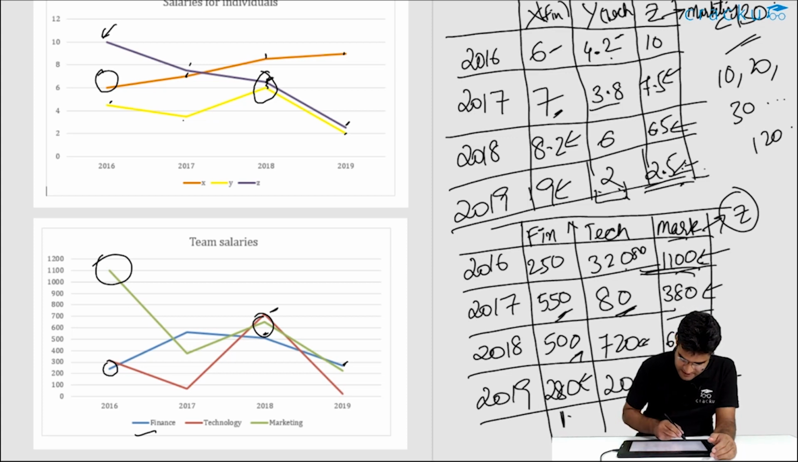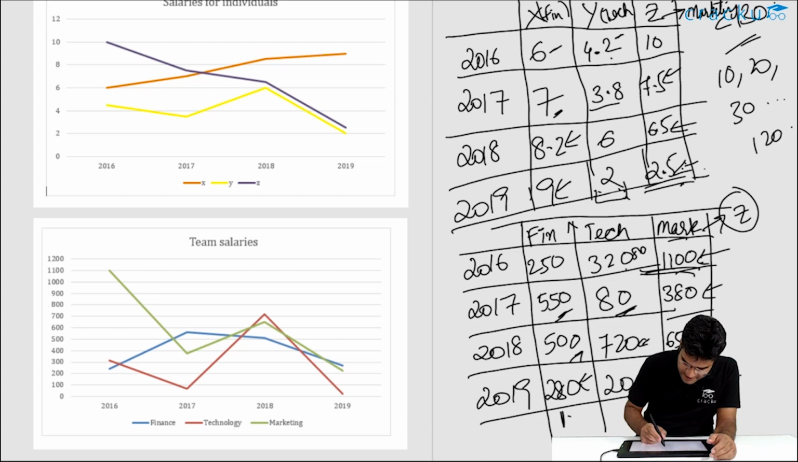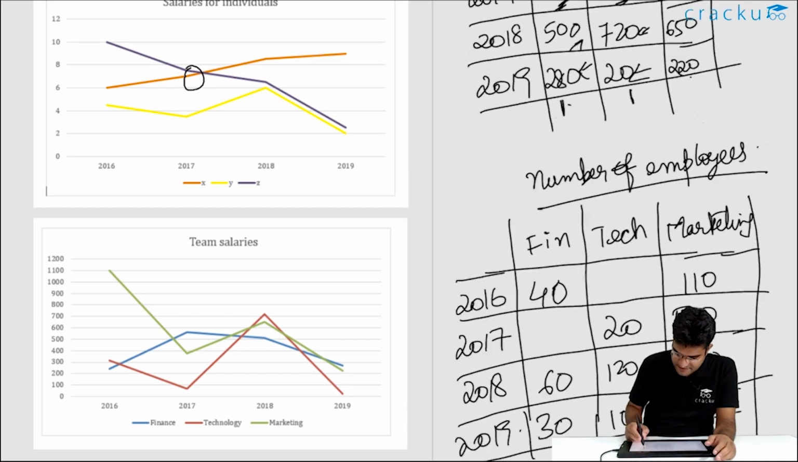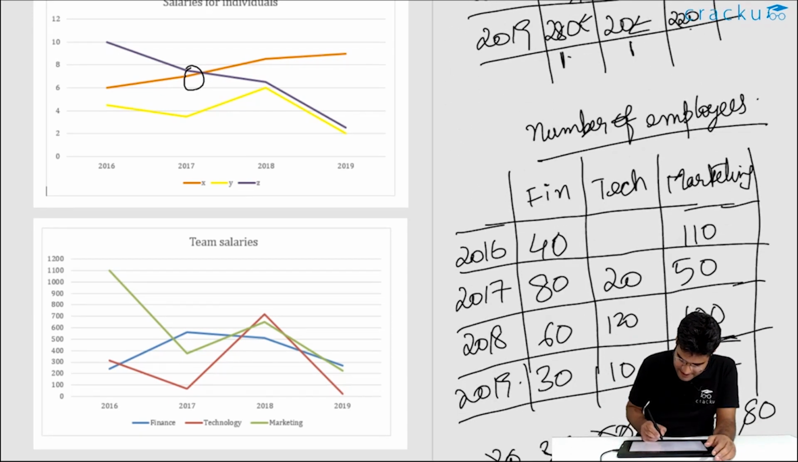So if you look at the actual number again, let us clear this off. X in 2017 is this one. This is definitely very close to 7. And if I am looking at Finn in 2017, this number is again close to 550. So 550 by 7 is definitely much closer to 80 than it is to 70. So I'm going to put up 80 here, and for 70 I will once again cross check the numbers for Tech in 2016.